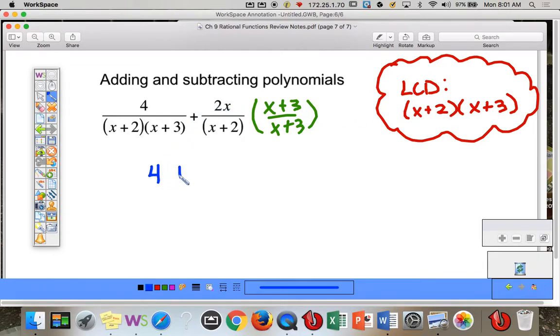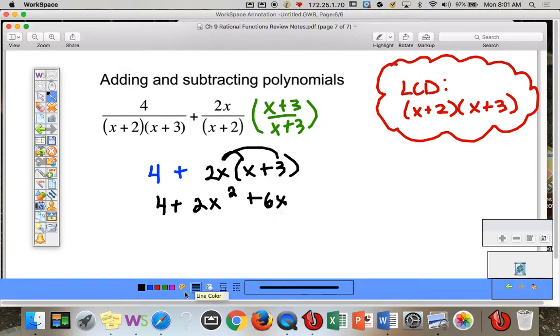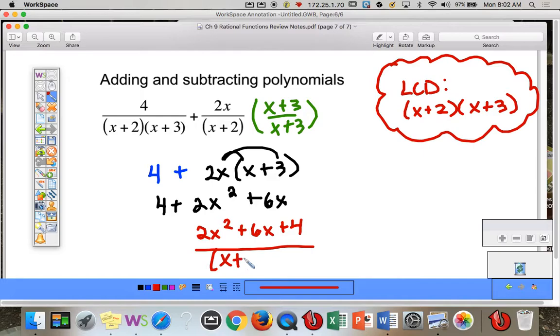So the 4 we don't change. We have a 2x times this x plus 3. So let's distribute. We have a 4 plus a 2x squared plus a 6x. Let's write that in standard form, where the highest power is first. And this is all over x plus 2, x plus 3.